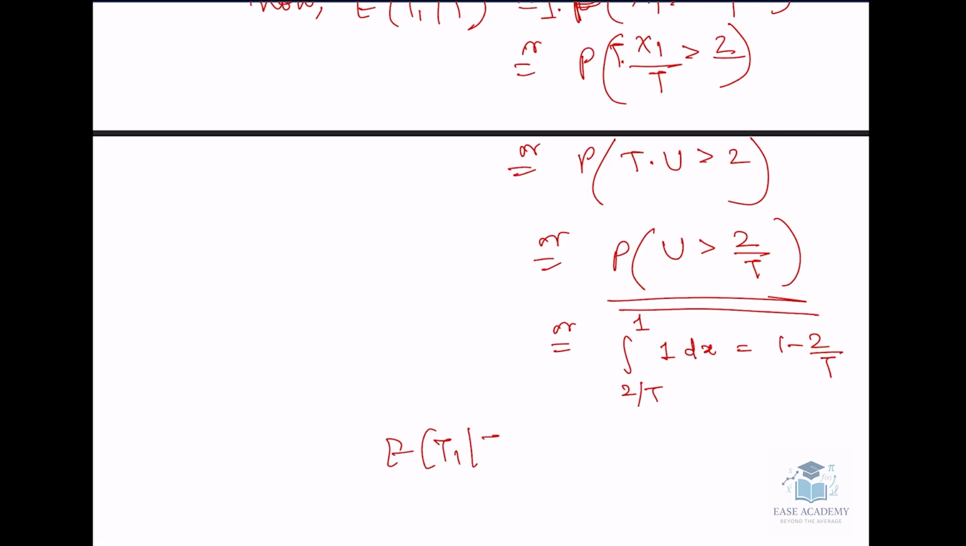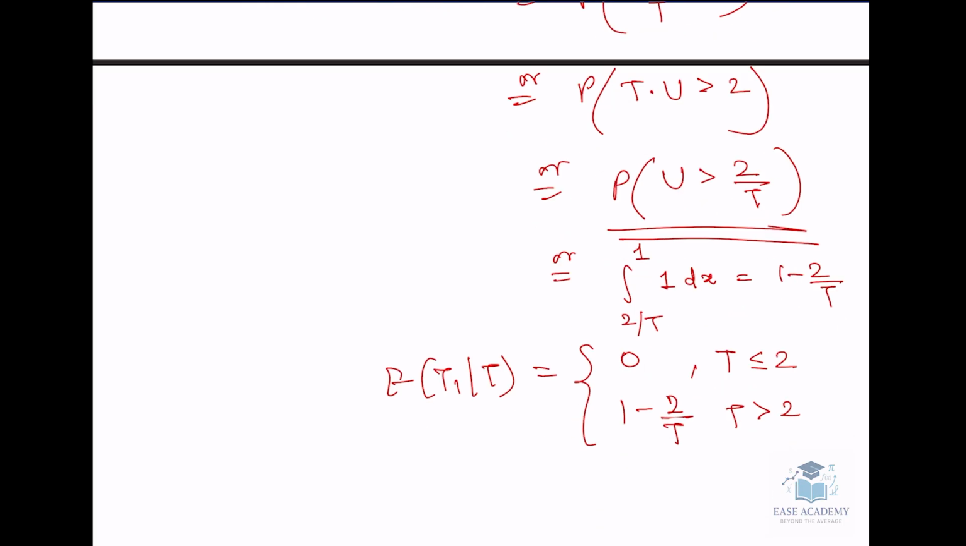expectation of T1 given T, for t less than or equal to 2, let's say for t equal to 2, if we put t equal to 2 here, this would be 1 minus 1, which is 0. That means it is 0. For t greater than 2, this is nothing but 1 minus 2 by t, that is this.